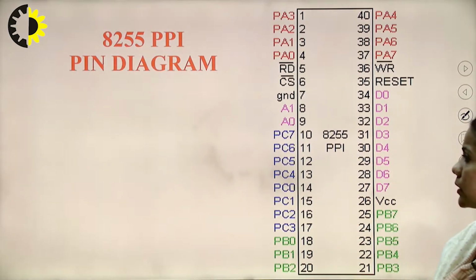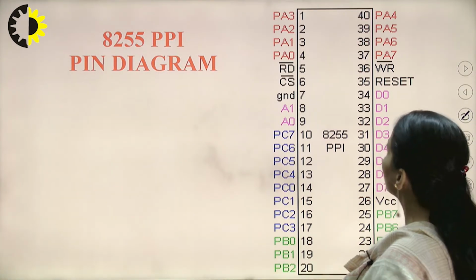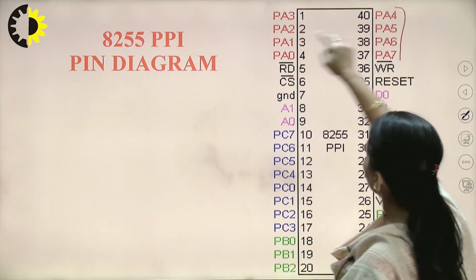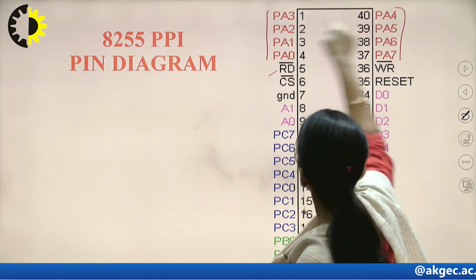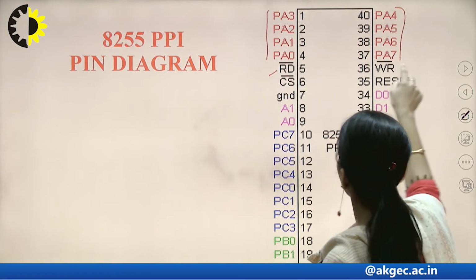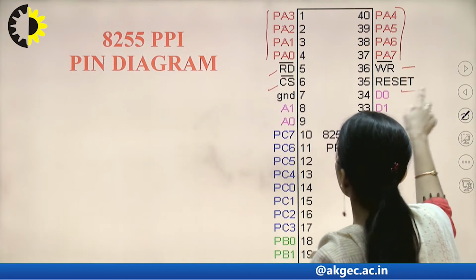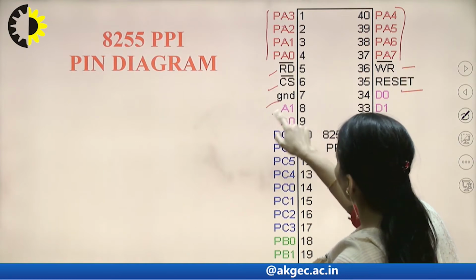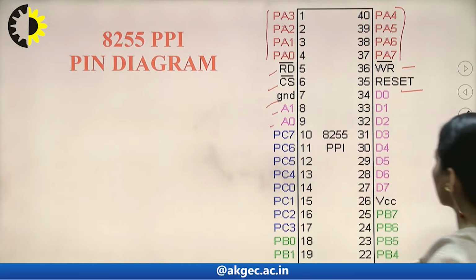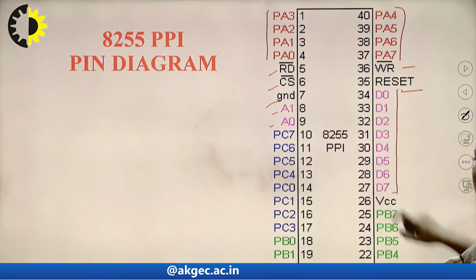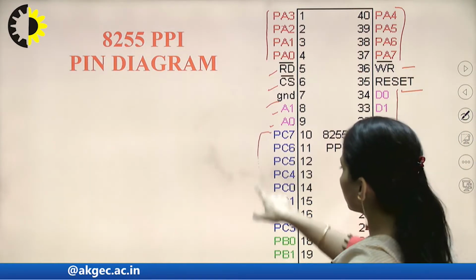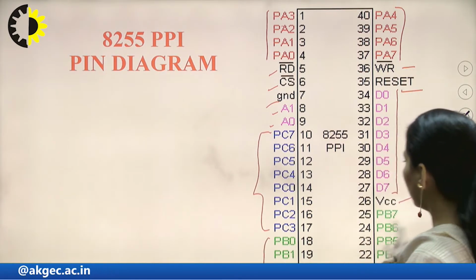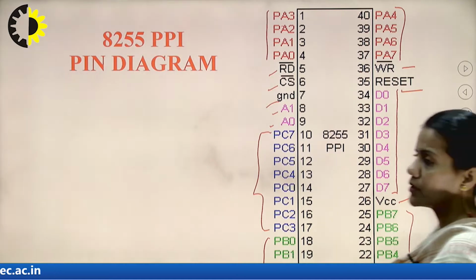This is the pin diagram for PPI. Here port A is shown. This is read, this is port A. This is the read signal, write signal, chip select, reset, ground. Now A0, A1, these are both the address lines. D0 to D7, this is the data bus buffer. VCC, this is port C, and the port in green is port B.